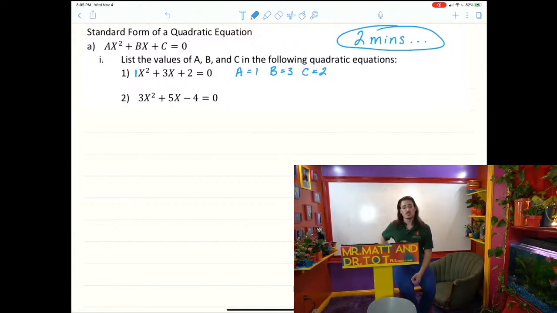That quadratic reads 3x squared plus 5x minus 4 is equal to 0.